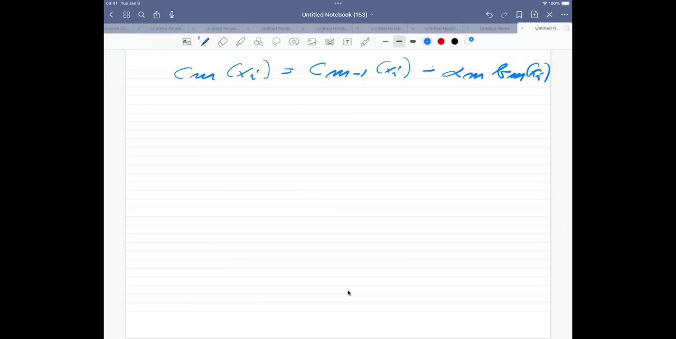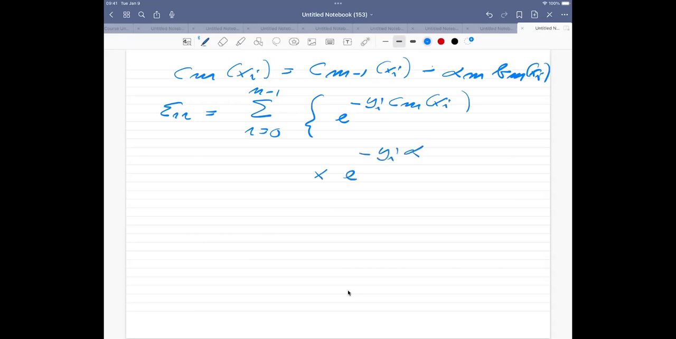The trick now is simply to rewrite this error. So we rewrite it in terms of this new function. So we have a sum over i, and then we have the previous value, e to the minus y of i times Cm-1 of x of i. And this is multiplied with e to the minus y of i times alpha m times b m of x of i, like this.